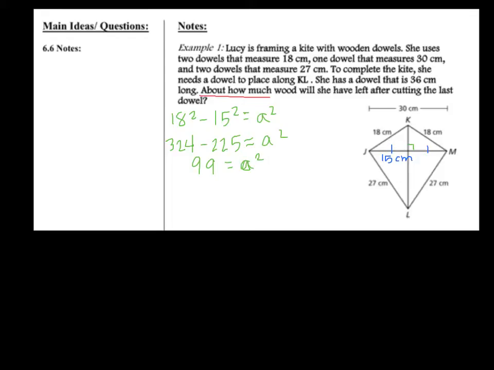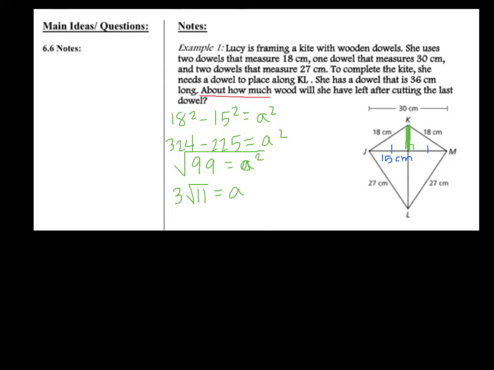And then to undo a square, I'm going to take the square root. Now, you are going to be able to use decimals, but I'm going to use roots right now. So I know that 99 is 9 times 11, and 9 is a perfect square, so the 3 comes out, and 11 stays under. So that would be this distance right here.